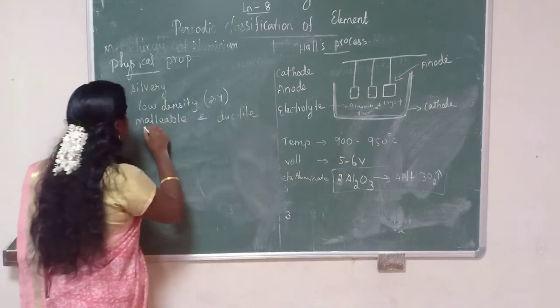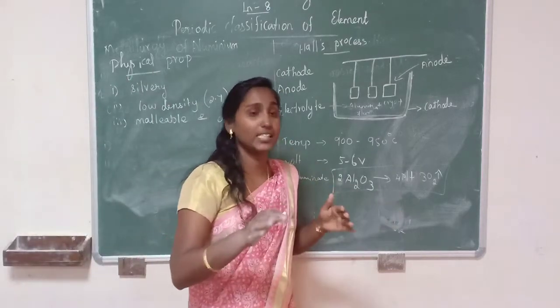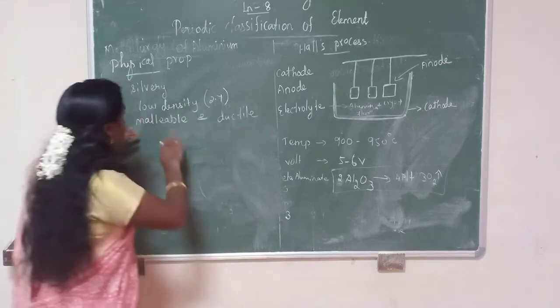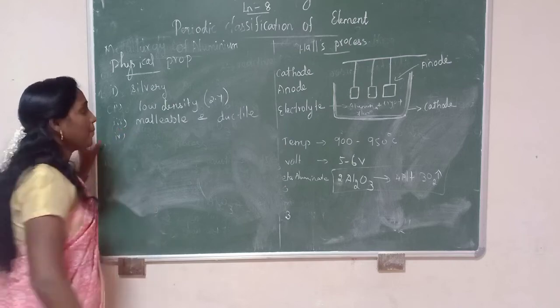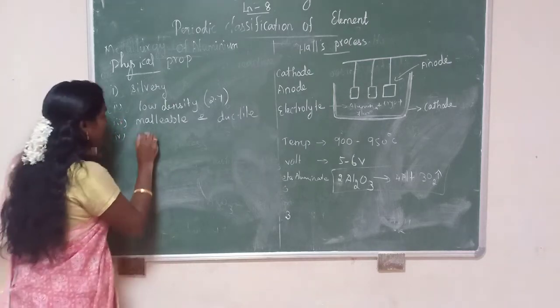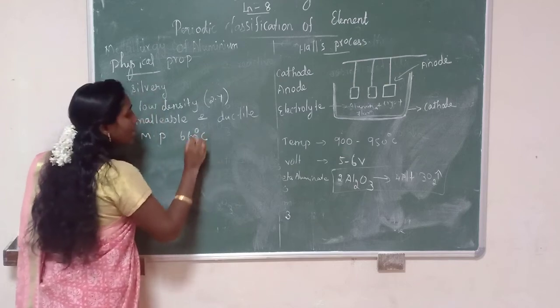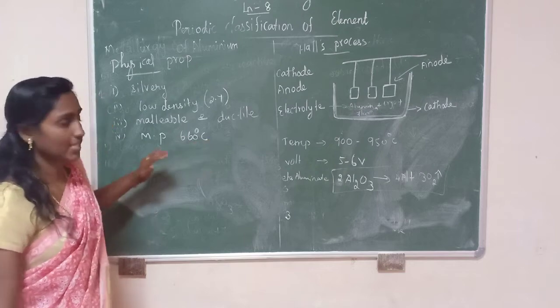Malleable means you can easily make them into sheets. Ductile means make them into wire. So malleable and ductile. Then fourth property, the melting point of aluminium is 660 degrees Celsius.